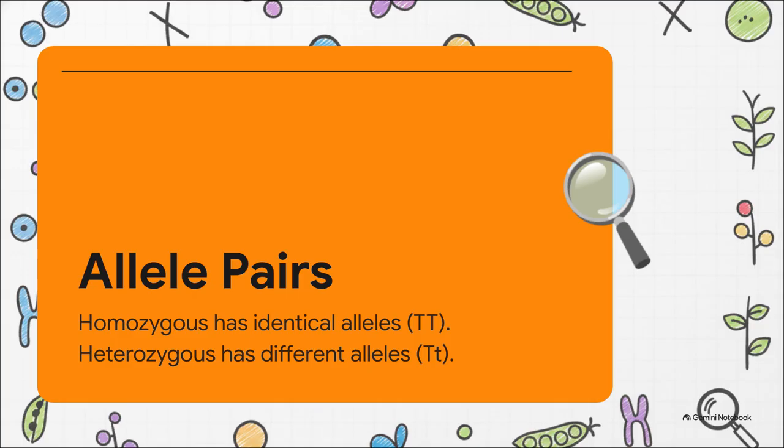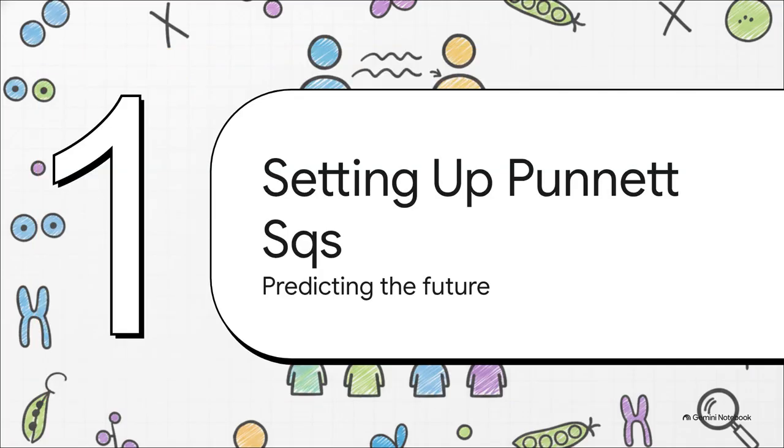An organism's genotype consists of two alleles, one inherited from each parent. Now, if an individual inherits two identical alleles, say two capital T's or two lowercase t's, we call that homozygous. Just remember, homo means same. But if they inherit one dominant allele and one recessive allele, so a capital T and a lowercase t, we call that heterozygous, because hetero means different. Make sense? Awesome. Which brings us to Section 4, setting up Punnett squares.